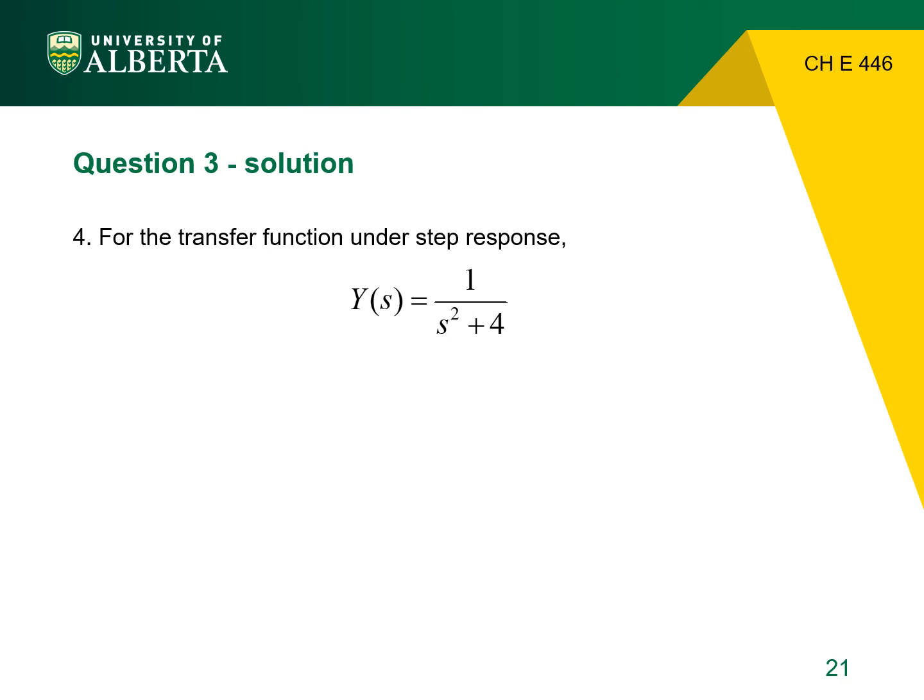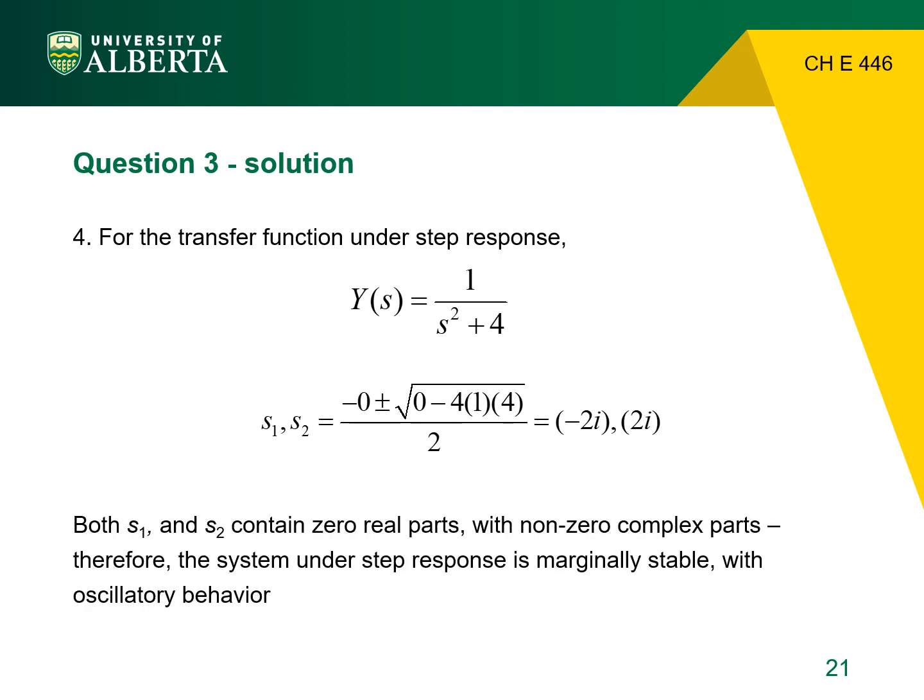The final transfer function under step response given to us is Y(s) = 1 / (s² + 4). Upon solving for the roots of the denominator expression, we get the poles of the system under step response to be -2i and 2i. As you can see, both s1 and s2 contain no real parts with non-zero complex parts only. Therefore, the system under step response is marginally stable with oscillatory behavior.